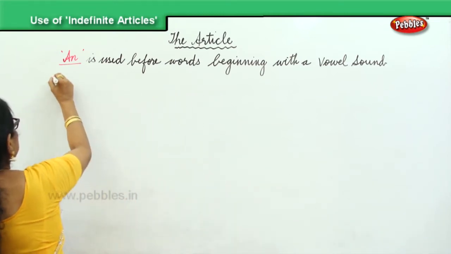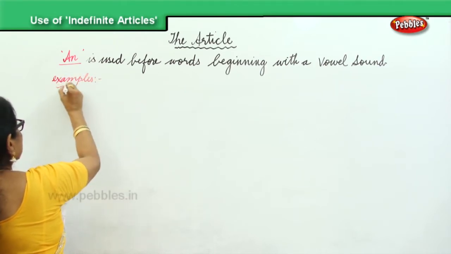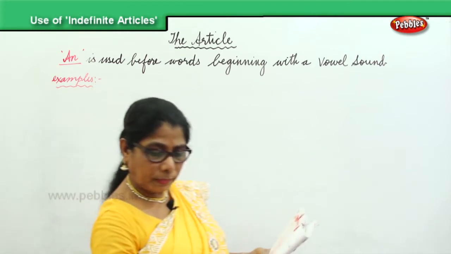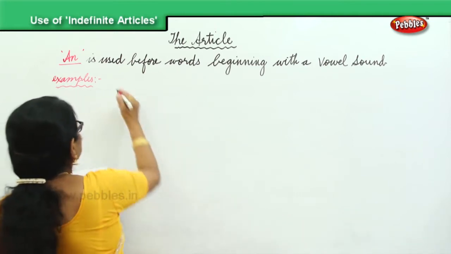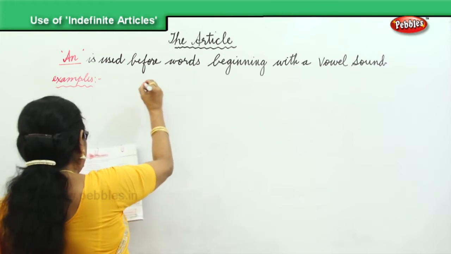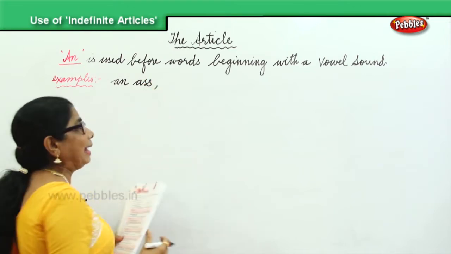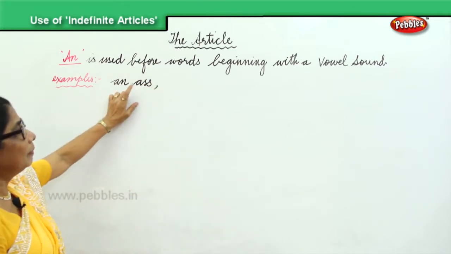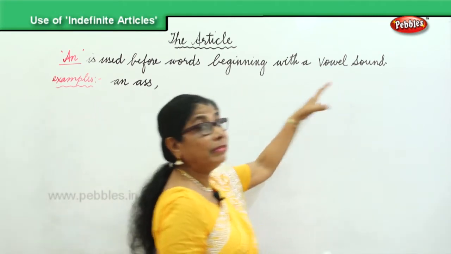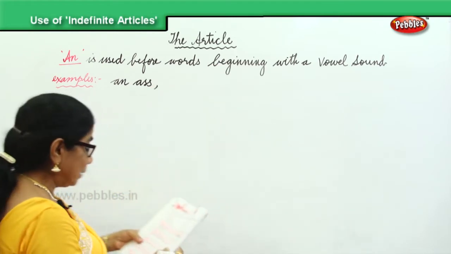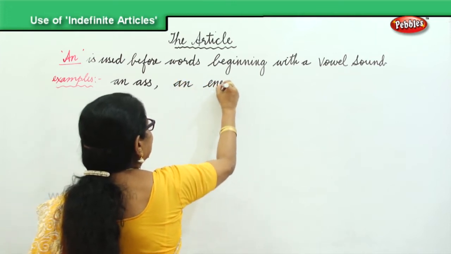Examples. Let's look at some of the examples here. When you say an, remember when there is a vowel, you use an. It is used before a word beginning with a vowel. Even if it's the vowel sound, you use an. An as, an enemy.